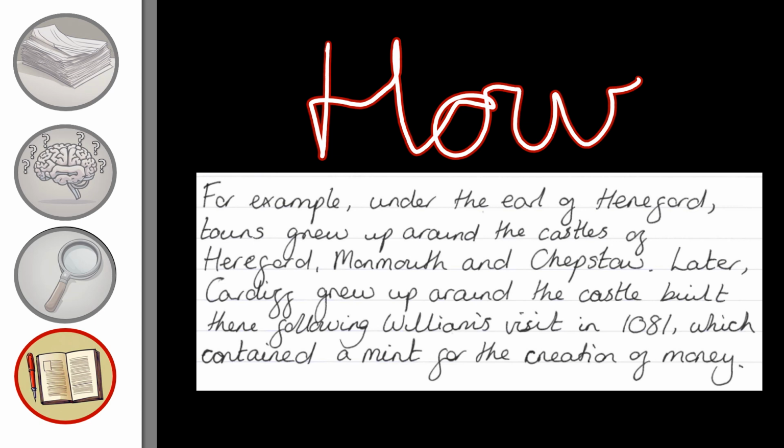For my two pieces of evidence, I wrote, for example, under the Earl of Hereford, towns grew up around the castles of Hereford, Monmouth, and Chepstow. Later, Cardiff grew up around the castle built there following William's visit in 1081, which contained a mint for the creation of money. So, in that sense, I've shown both a range of evidence, because I've mentioned 4 towns that grew as a result of the Norman conquest, but I've also explored Cardiff in a little bit more depth.